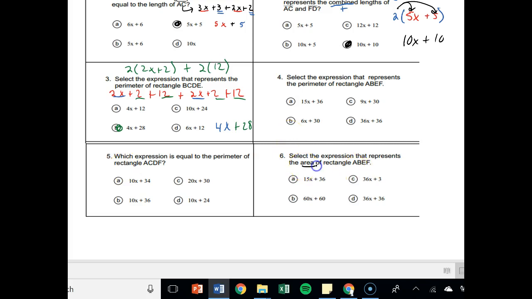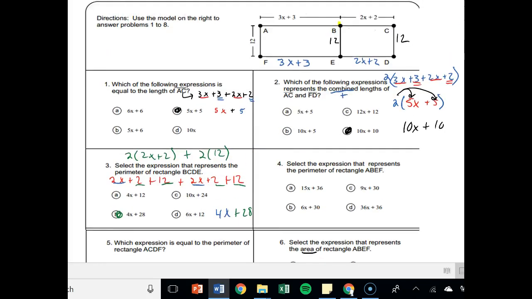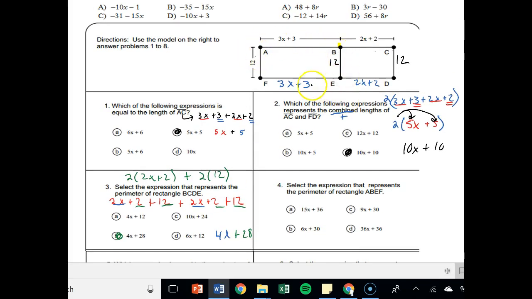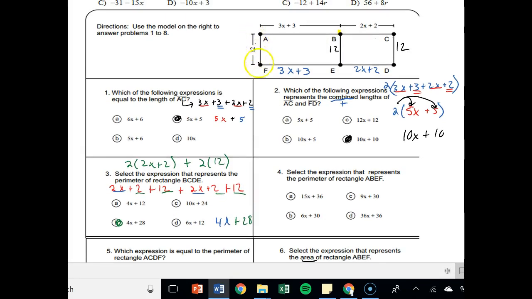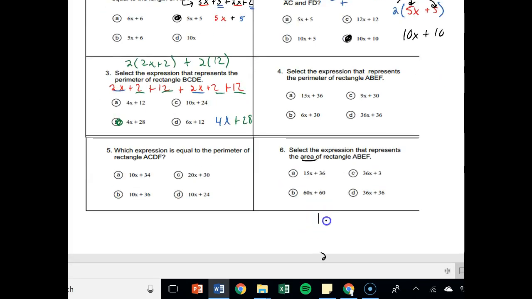It says what is the area of the rectangle ABEF. So A to B to E to F. In area, you actually multiply. You're going to multiply the length, which is 3x plus 3, times the width, which is 12. So really, you want to do 12 times 3x plus 3. And look at this. It's distributive property, right? 12 times 3x, it's 36x. 12 times 2, it's 24. Boom, you're done.